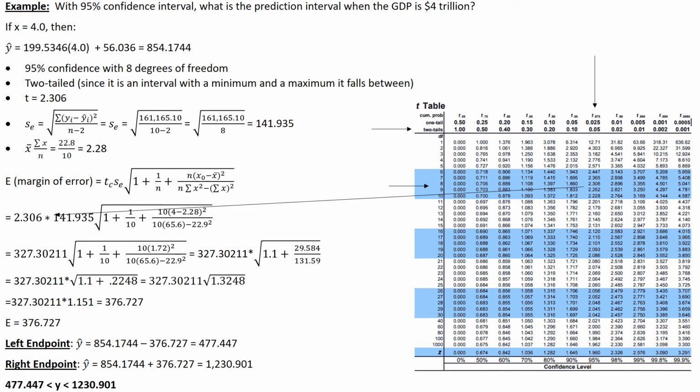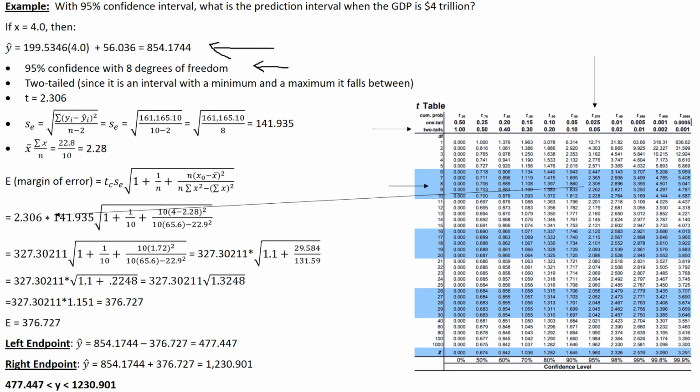Now, let's use our same GDP data. We've already got our regression equation. I want to look at $4 trillion for GDP and see what the output for CO2 would be. We've got our equation already, right here, 199.565346 times 4 plus my y-intercept 56.036, which gives me a regression prediction of 854.1744. But what is the range for that? And I want a 95% confidence interval this time. Now there are 10 countries, so n minus 2 is 8 degrees of freedom.